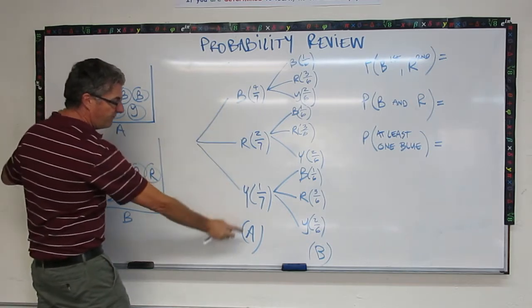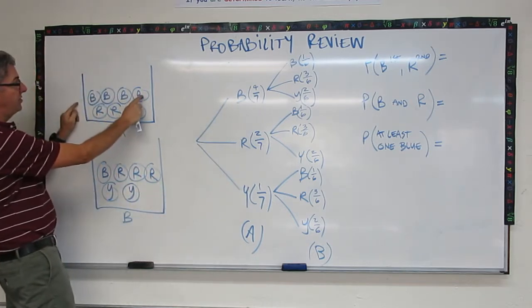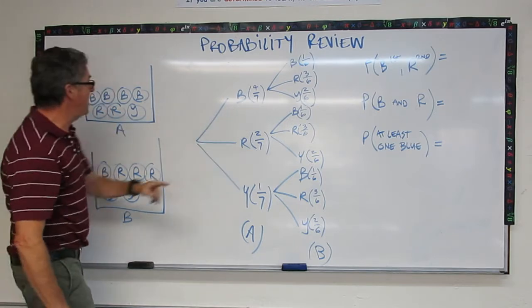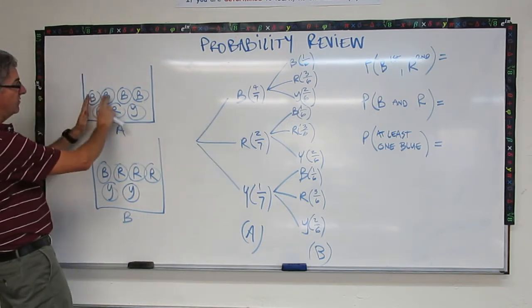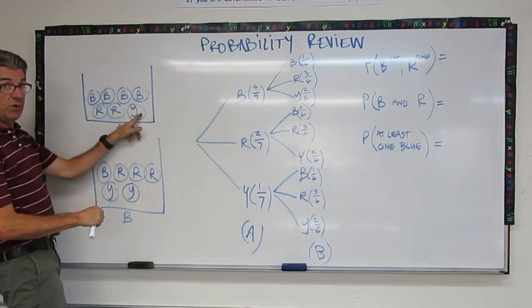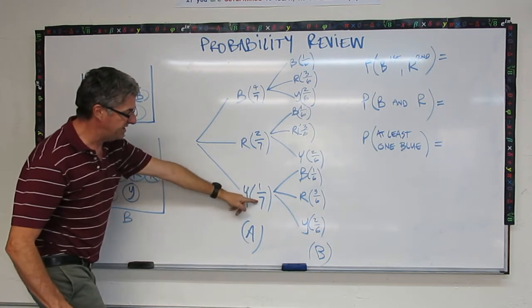Drawing a blue from A is 4 blues out of 7 totals, so 4/7. Drawing a red out of A is 2 reds over 7 total, 2/7. And finally, drawing a yellow, there's only 1 in bag A, so that's 1/7.